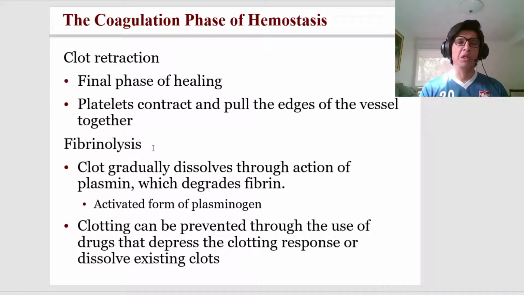And eventually we need to get rid of this fibrin network that we created. This is done through fibrinolysis, and this helps dissolve existing clots. This is done through an activated form of plasminogen, which is plasmin.